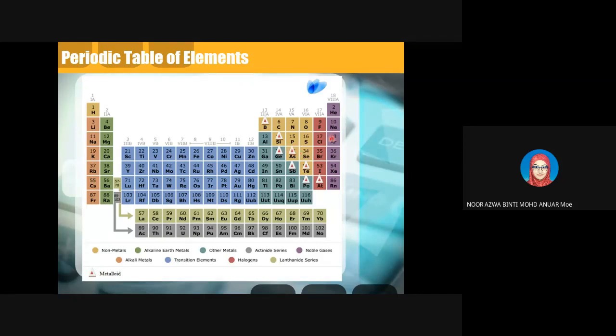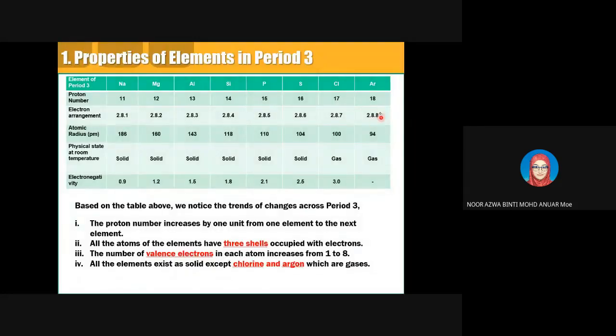Macam group 18, so untuk period 3, argon ni dia tak ada electronegativity, because it's stable already. Argon dah stable because dia dah achieve octet electron arrangement. So 18 kalau tengok dia punya arrangement is 2.8.8. Betul tak? Okay, tengok, kalau dah 8 kat sini meaning dia dah stable.